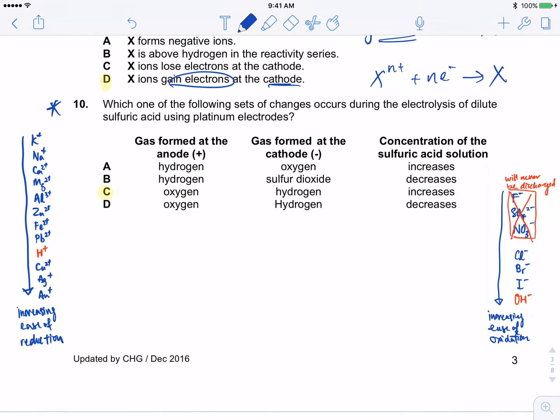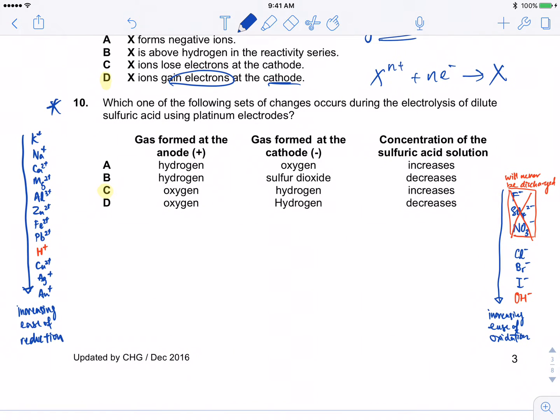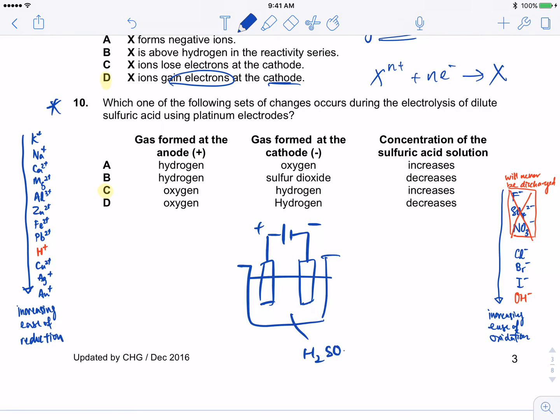Question 10. A lot of you got this wrong, so let's look at this carefully. Which one of the following sets of changes occurs during the electrolysis of dilute sulfuric acid using platinum electrodes? Let's draw it out. Platinum electrodes are inert. So this is the positive, this is the negative. I have H2SO4.